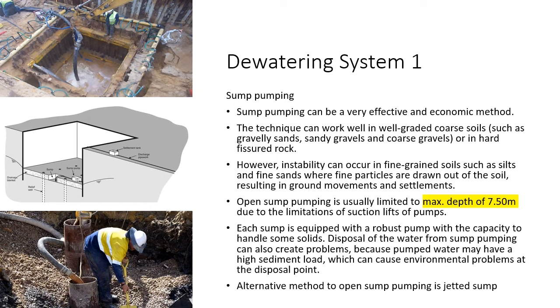Open sump pumping is usually limited to a maximum depth of 7.5 meter due to the limitation of the suction lift of pumps. Each pump is equipped with a robust pump with a capacity to handle some solids, well-graded coarse soil or gravelly sand, sandy gravel. So mostly it is the gravels. So silts, these are very small particles, they will enter the pump. And what happens to your basement, there will be cavities in between. So there will be settlement at the basement.